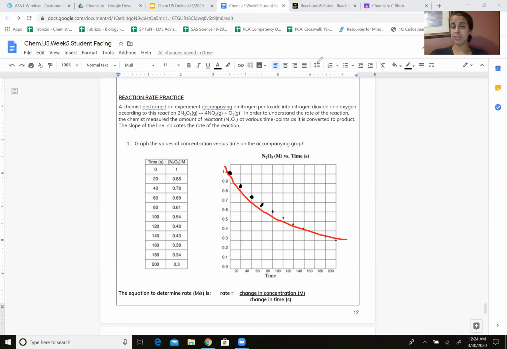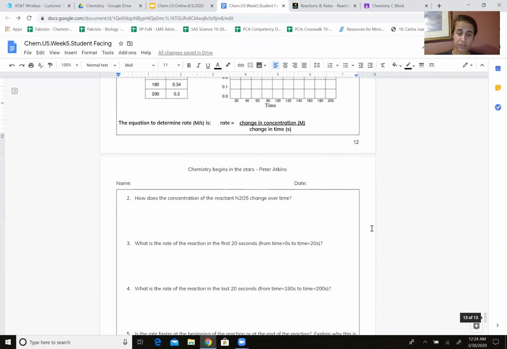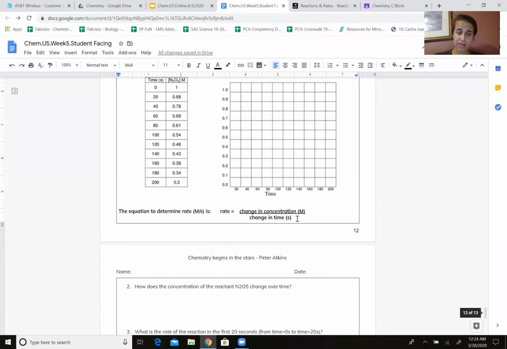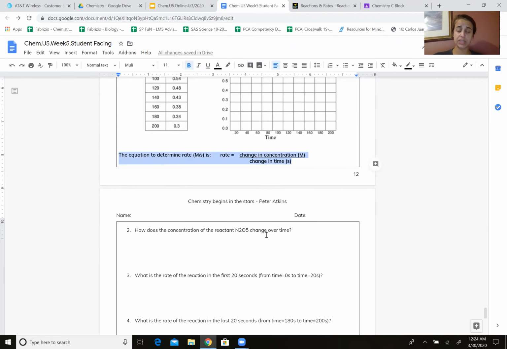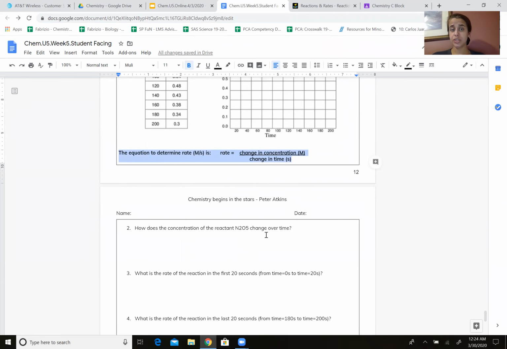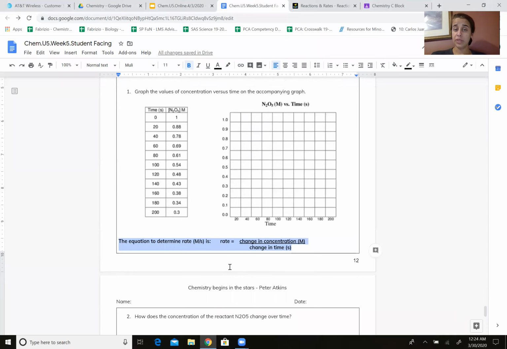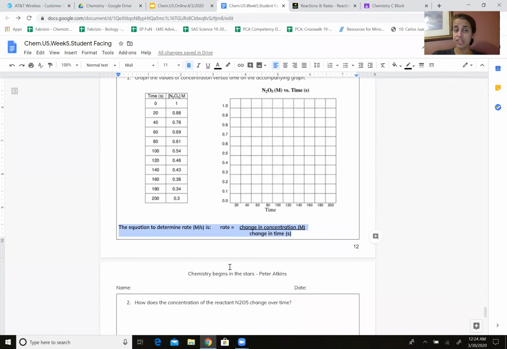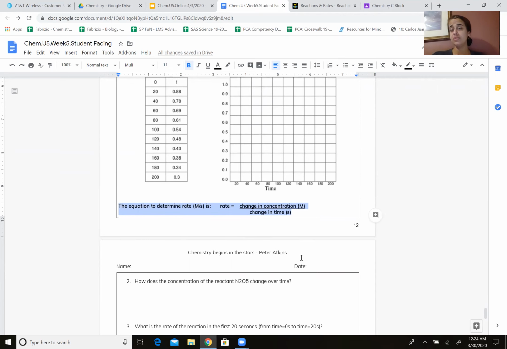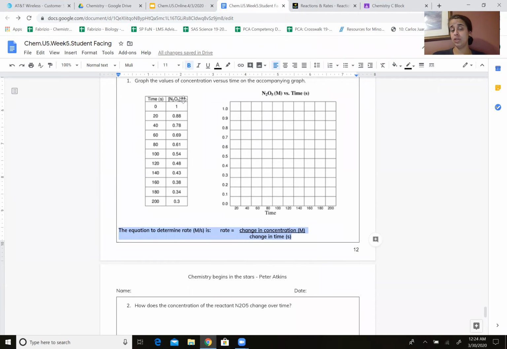So I'm going to clear all that. Make sure you guys have this. Pause me or rewind me if you need to. For the rest of your questions here, I've included the equation to determine the rate of the reaction. So it's going to be the molarity, which is the concentration of our reactants, over time. So it should be in rates of molarity over seconds.